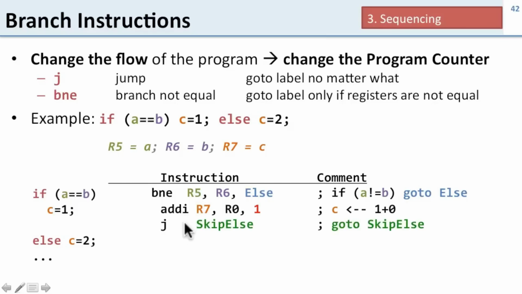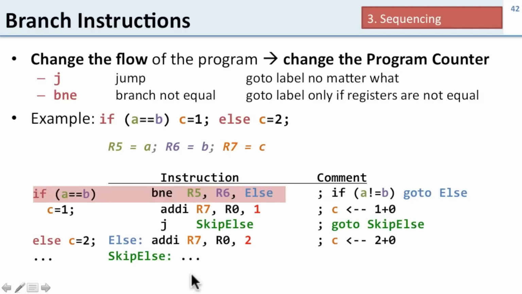Now, if we've done the if part, we need to make sure we don't do the else part, so we'll put in the same jump, skip else, that we had before. Otherwise, if we get down to else, here we need to set C to be 2. So how do we set it to 2? Well, we use another add immediate again. We're going to add 0 plus 2, so R7 will be 2. And then here's where the skip else is. So if we're not setting it to 2, we jump down to here.